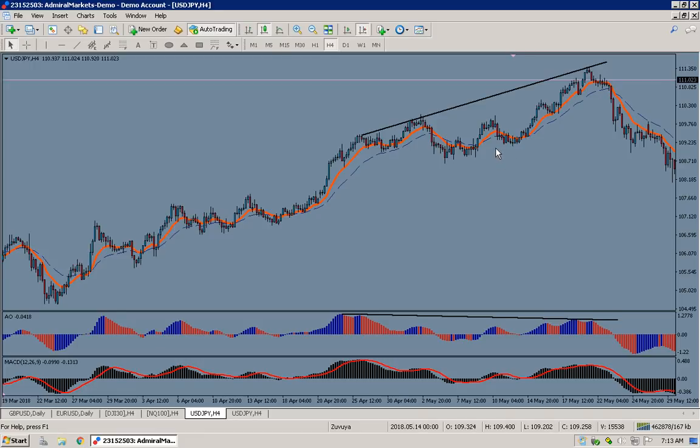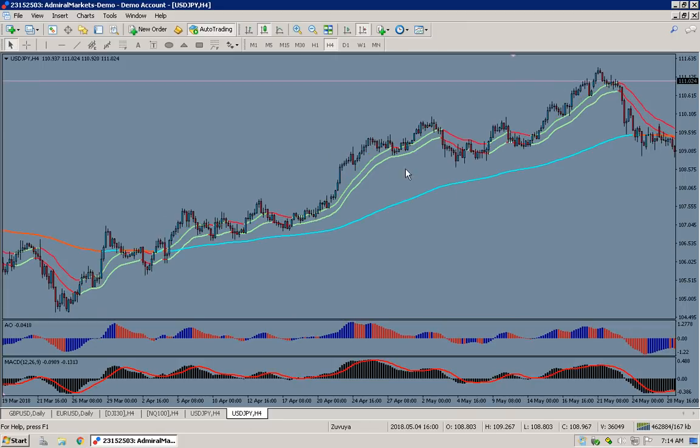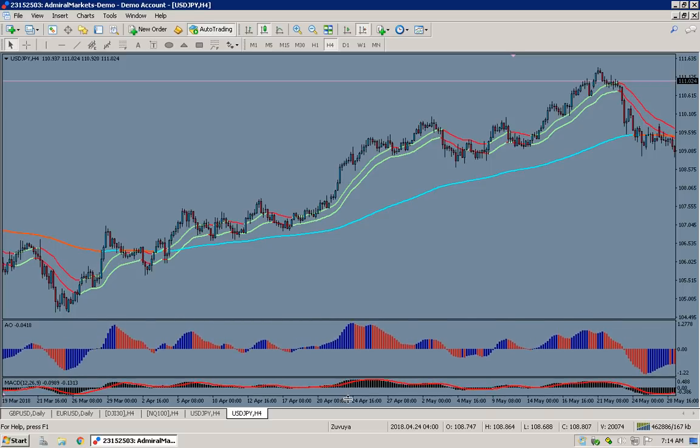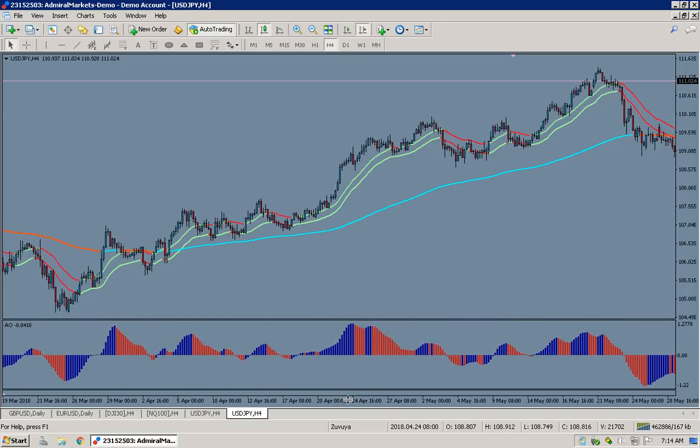In principle, you are dealing with these crossovers. Now, I myself am using a slightly different way of using moving averages. I can show that to you quickly here. You might have seen that in my previous videos. This is more the template that I use. I would not be using the MACD, I would just be using the awesome oscillator.